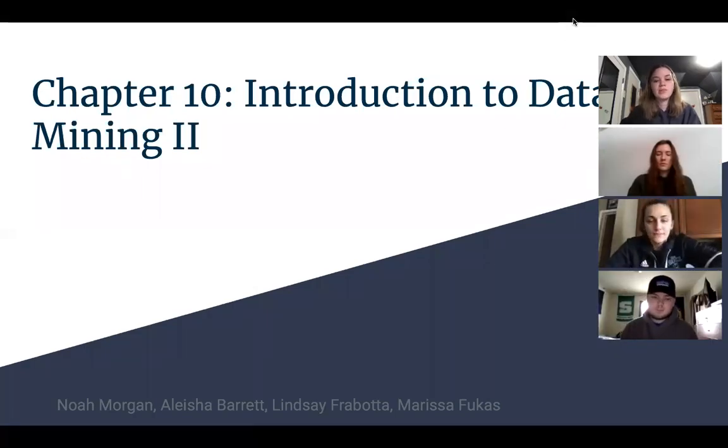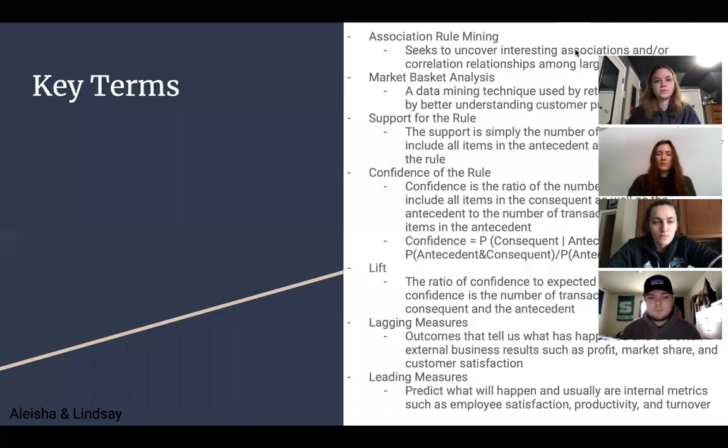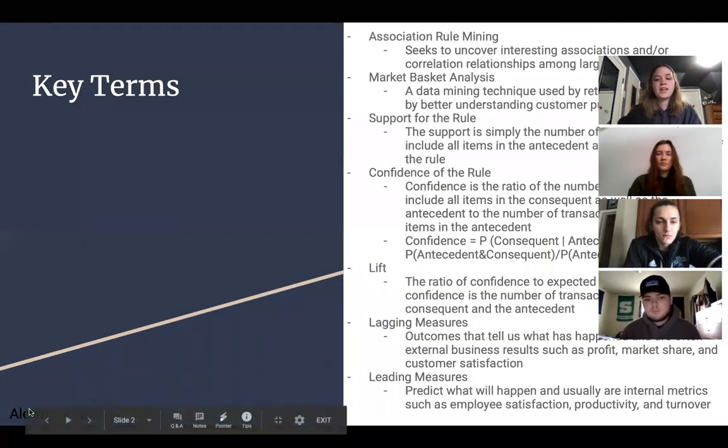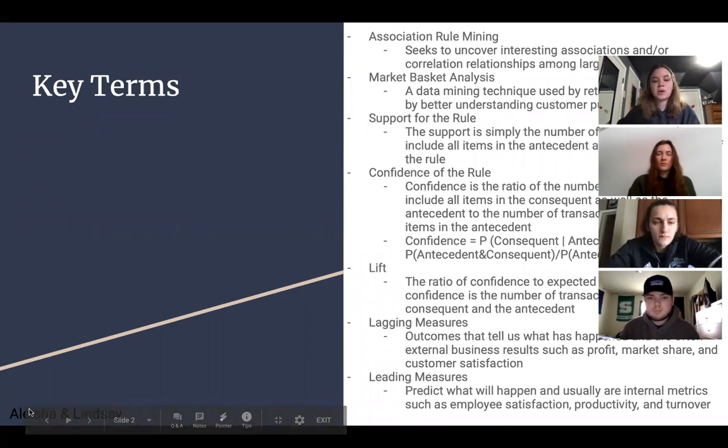Okay, we are Group 3, and this is Chapter 10, Introduction to Data Mining, Part 2. To begin, I wanted to discuss the key terms in this part of the chapter.